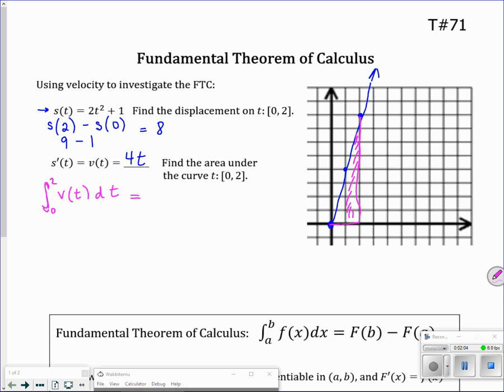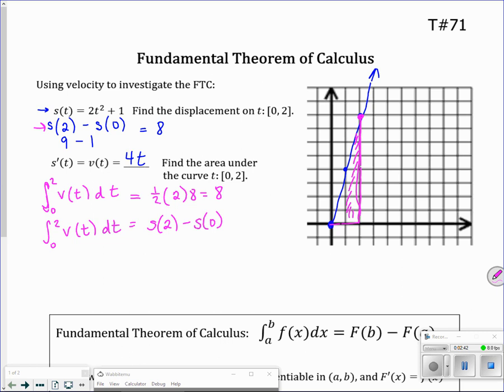It's a triangle, so I'd have 1/2. The base is 2. The height would be the value of this last point, which is 8. And looky there, what do we get? We also get 8. Interesting. So in a sense, the integral from 0 to 2 of v of t dt gives the same thing as I got when I did s of 2 minus s of 0, correct?